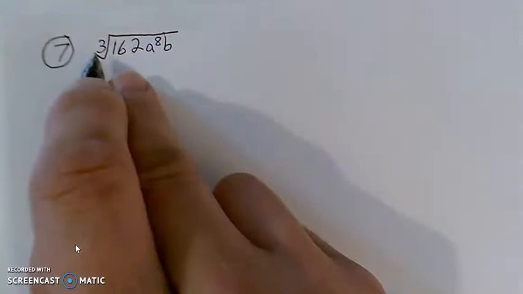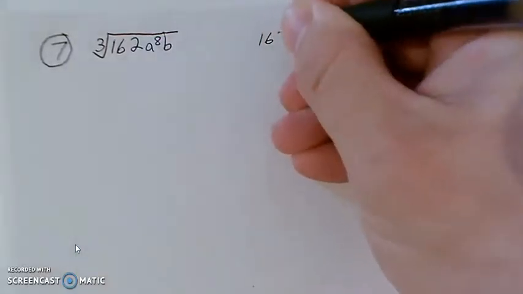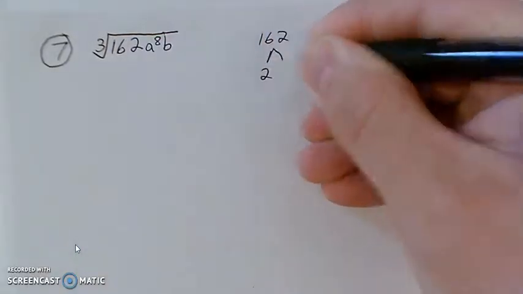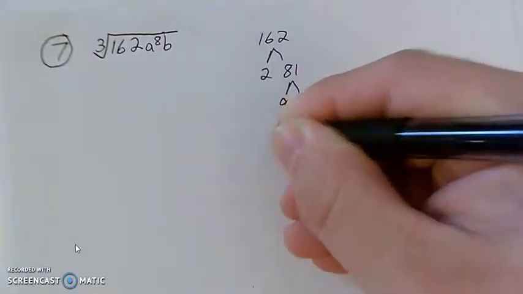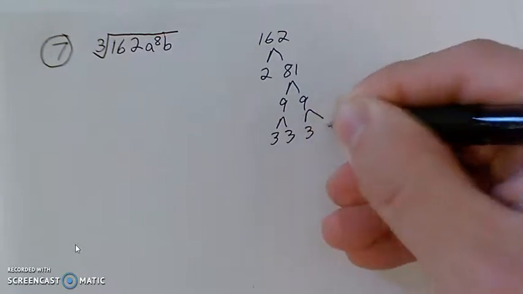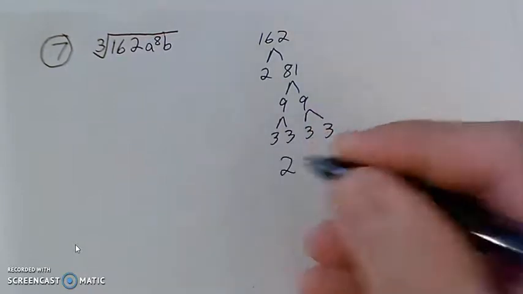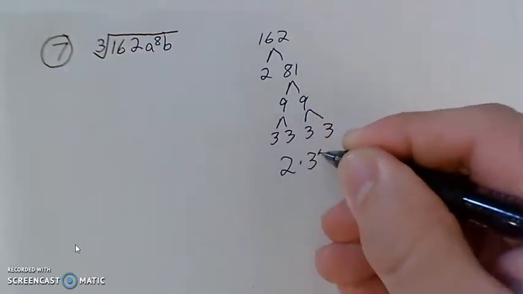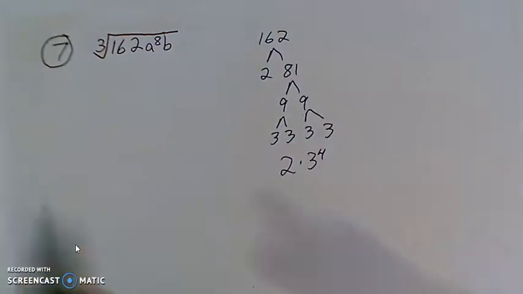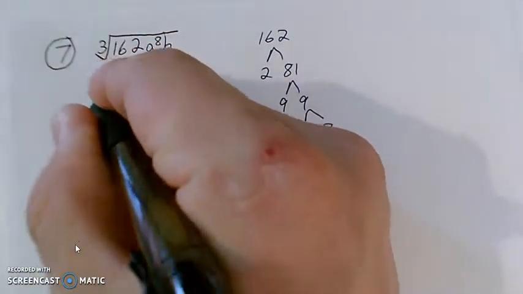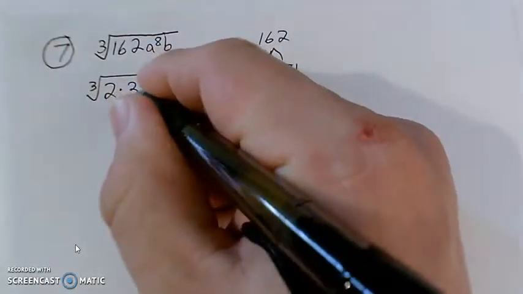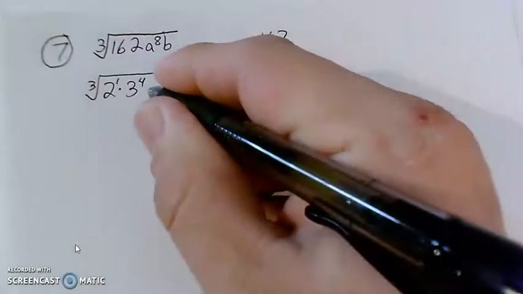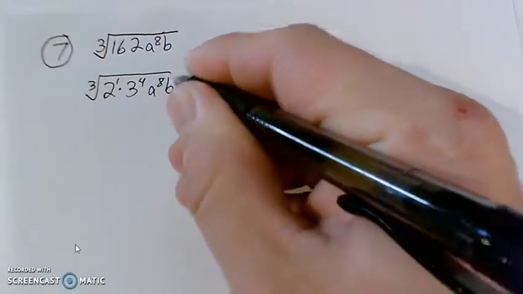Alright, so on this problem we're back to cube rooting. So take the 162, make your prime factor tree. 2 goes into it 81 times. 81 is 9 times 9, which is 3 times 3 and 3 times 3. So now I'm going to represent it as 2 to the 1st times 3 to the 4th power for my prime factors. I'm going to put that in right over here. The cube root will be of 2 to the 1st times 3 to the 4th times a to the 8th times b to the 1st.